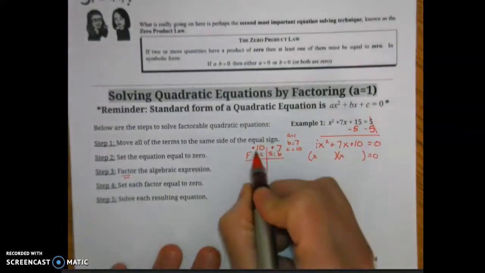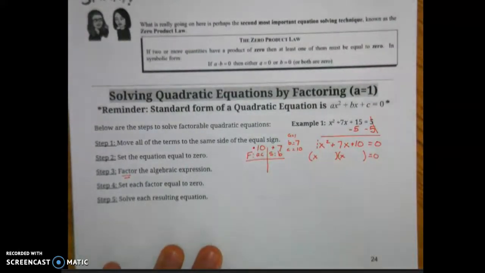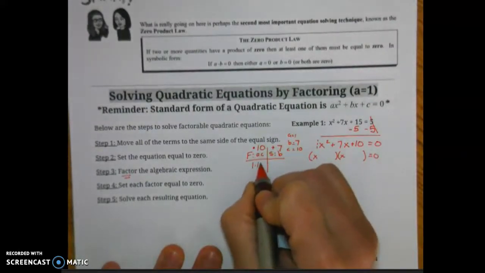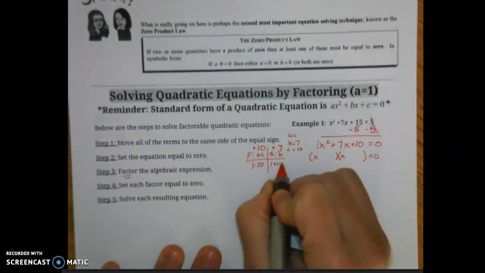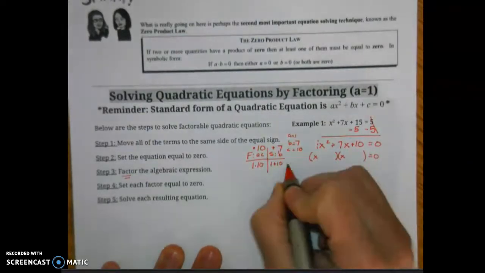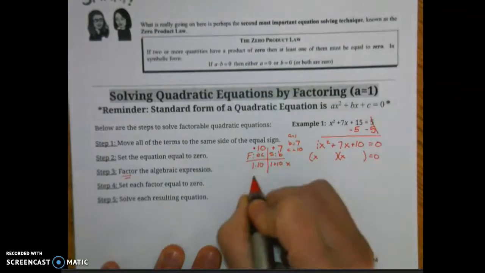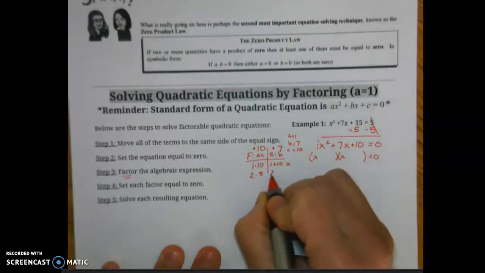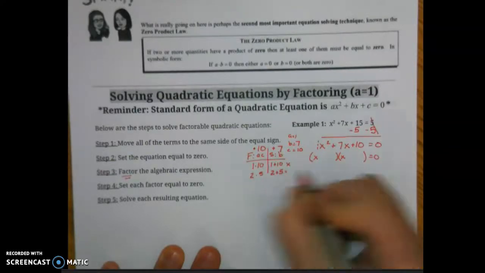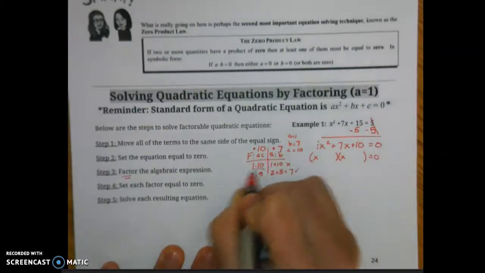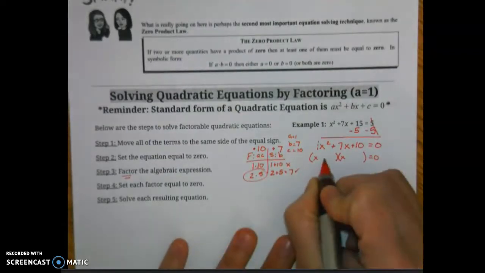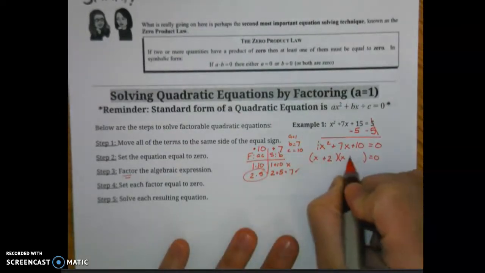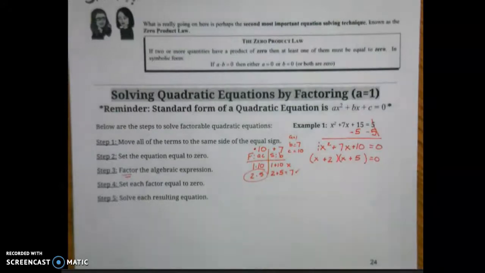So what I like to do is list my factors of 10 and see which ones add up to 7. So factors of 10 are 1 times 10. Well, let's see, is 1 plus 10 equal to 7? No, that's equal to 11, so cross that off. How about the next factor pair of 10 would be 2 times 5. So then we'll test 2 plus 5, is that equal to 7? Yes, it is, so that is my perfect pair. So I'm going to put plus 2 here and plus 5 here, since these are both positive numbers.